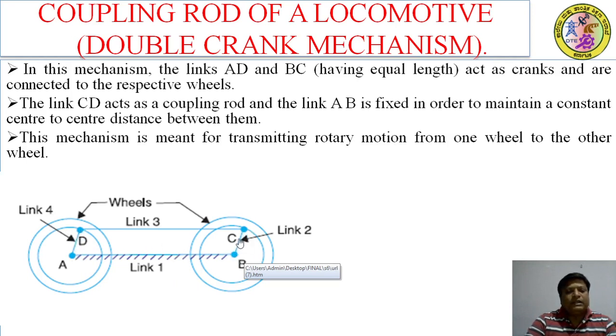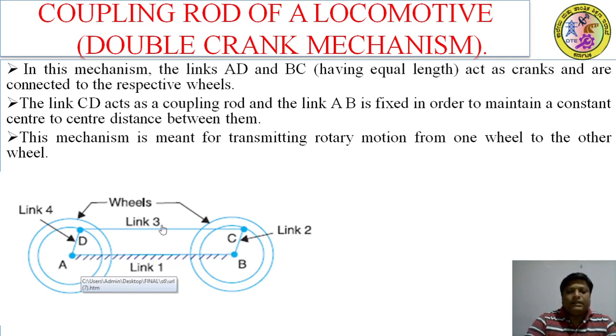Both are connected by using cranks. Therefore we say they have equal length. AD and BC act as cranks, so we call it a double crank mechanism. The link CD acts as a coupling rod, and the link AB is fixed in order to maintain a constant center to center distance between them.